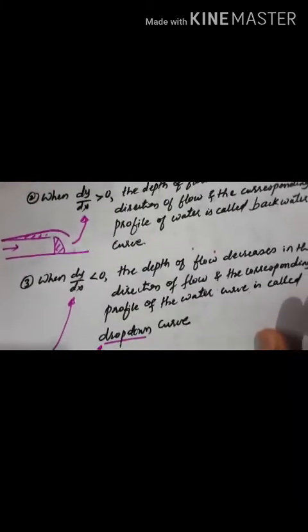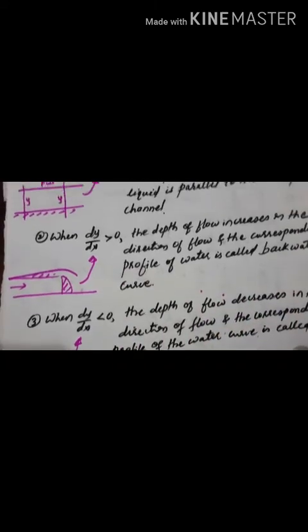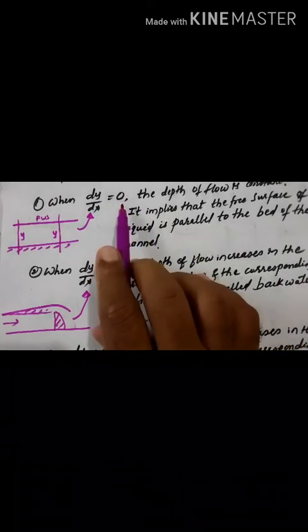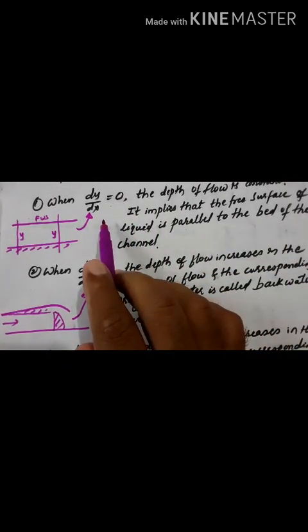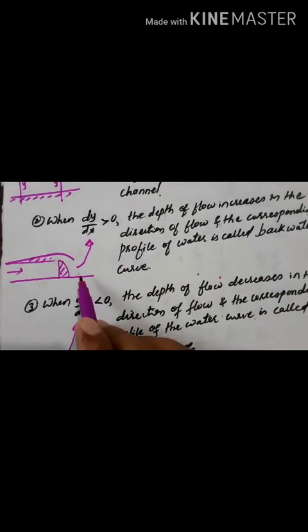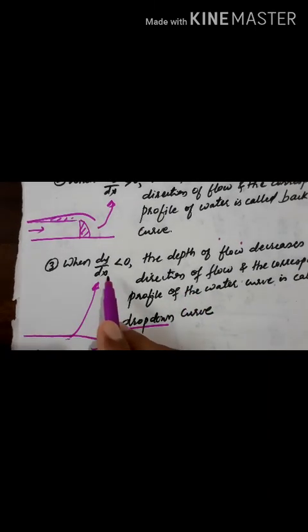I hope you understood this. This is very important. Based on this, the problem will ask you to calculate dy by dx. Whatever value we get for dy by dx, if it is 0, then it is a uniform flow depth. If you get more than 0, then it implies the profile of water will be a backwater curve. But if dy by dx is less than 0, it represents a drop down or drawdown curve. I hope you understood this.